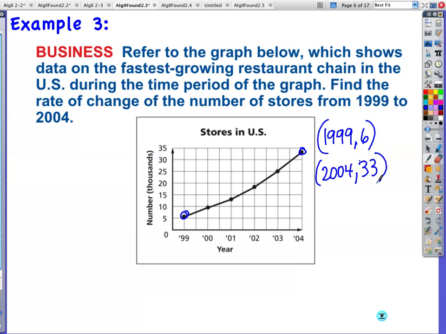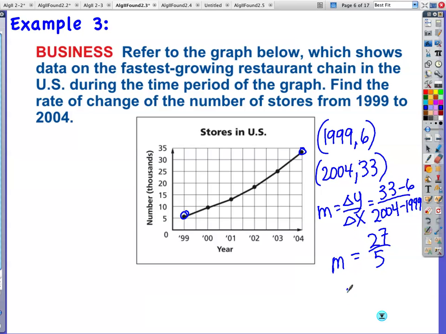Okay, change in y over change in x. They want the rate of change. 33 minus 6, over 2004 minus 1999. This gives me a 27, and 2004 minus 1999 is a 5. So I can leave it 27 over 5. You can go ahead and say that's 5 point, let's see, 2/5 would be 0.4.